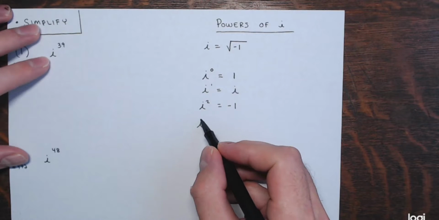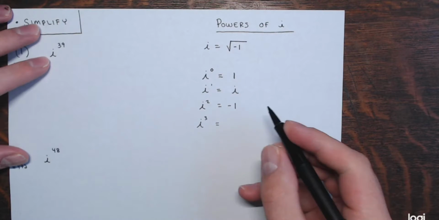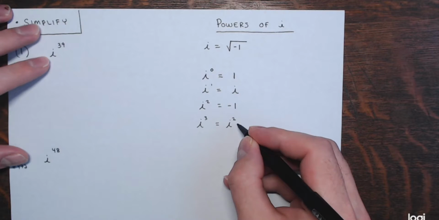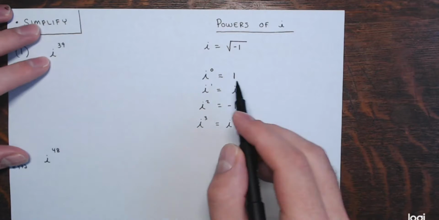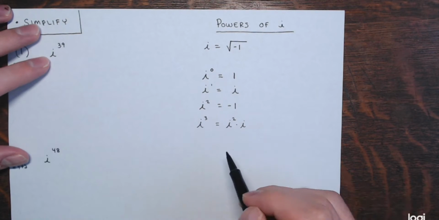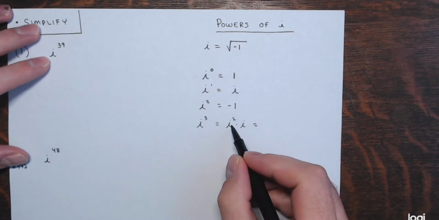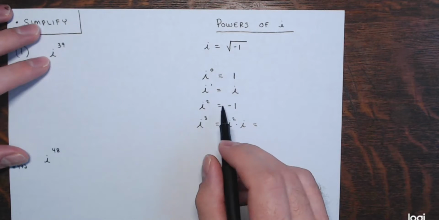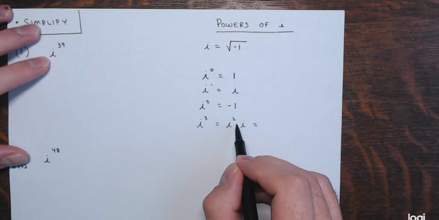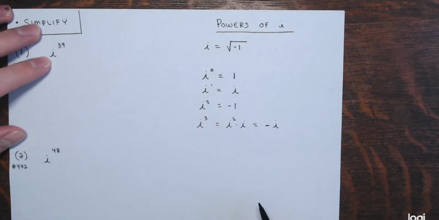Then I to the 3rd power. Remember, I to the 3rd power we can think of using properties of exponents as I squared times I, right? All we do whenever we increase the power by 1 is just multiply by I again, right? And we just saw that I squared is -1. So this is -1 times I, or -I.